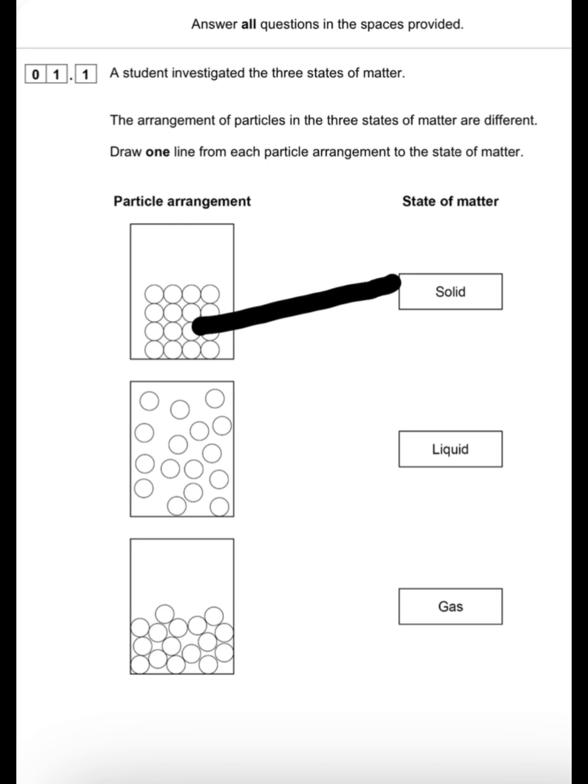And now I'm trying to decide between the next two for liquids or gases. Now I know that particles in solids and liquids are always touching each other, whereas there are big gaps between the particles in gases. So I'm going to pick the bottom diagram for liquids. That leaves me with the middle one. That fits with my idea of gases, big gaps between the particles.